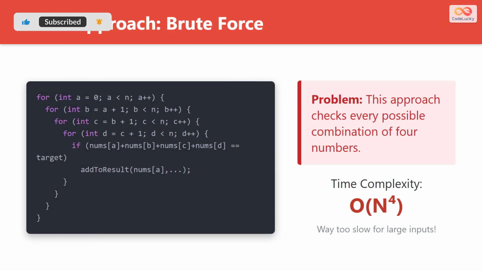The most intuitive way to solve this is using a brute force approach. We could simply write four nested loops to check every possible combination of four numbers. If their sum equals the target, we add them to our result. While this logic is simple, it is very inefficient.